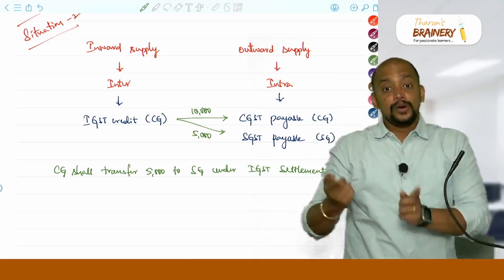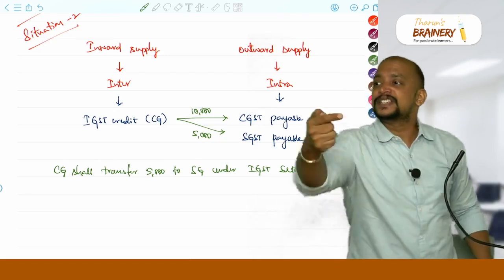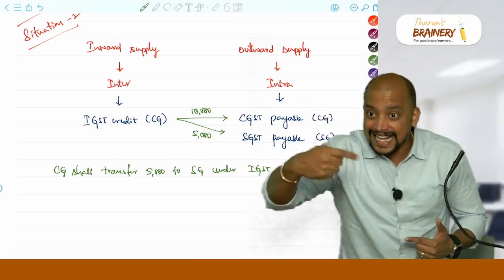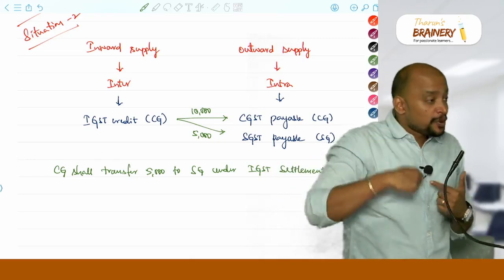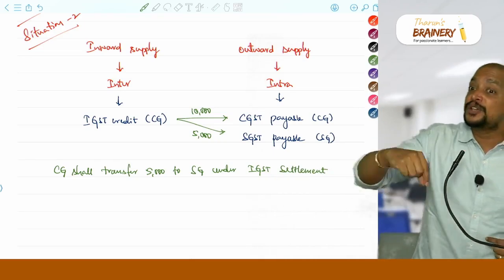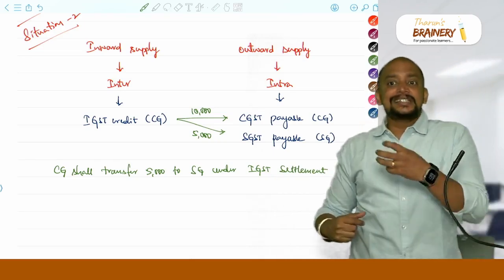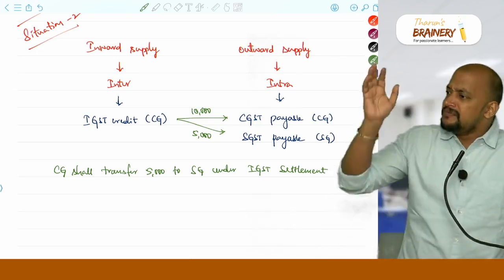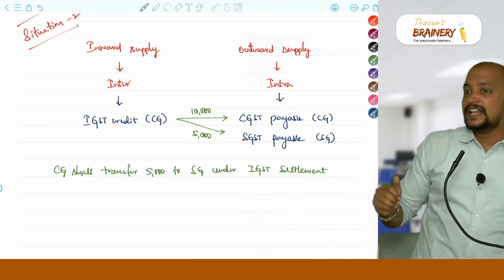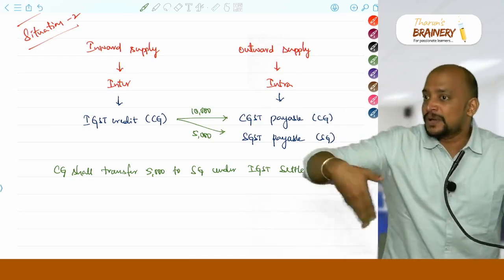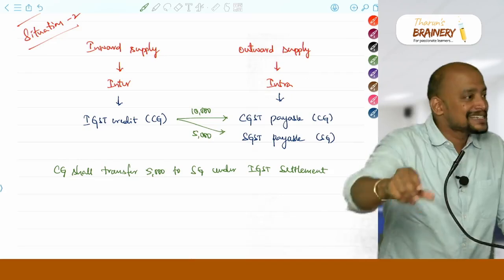Sir, how will government know that the recipient is registered? How will they know? Because this transaction I will report in GSTR1 under B2B transaction. GSTR1 is a return which is required to be filed by every registered person under GST, mentioning the details of outward supplies. So whatever my outward supplies, I have to report in GSTR1.